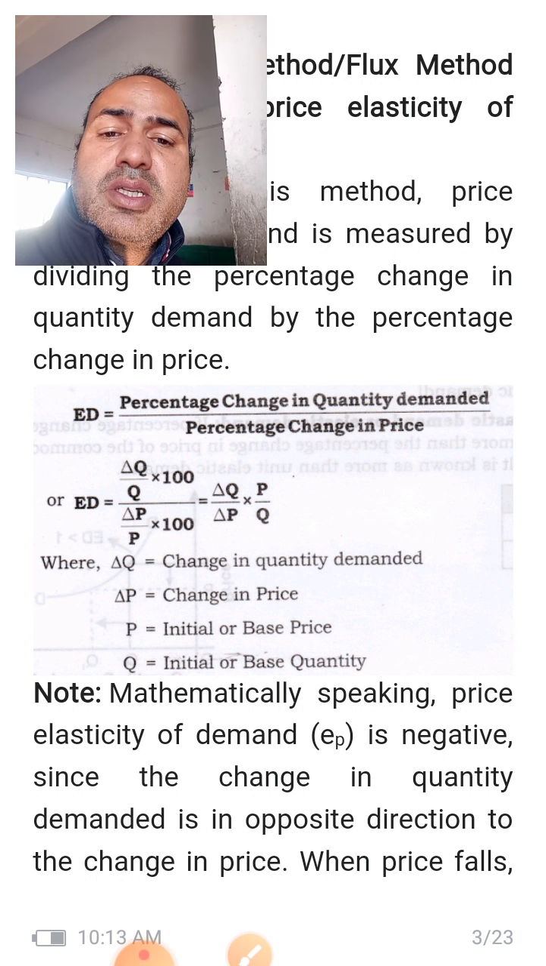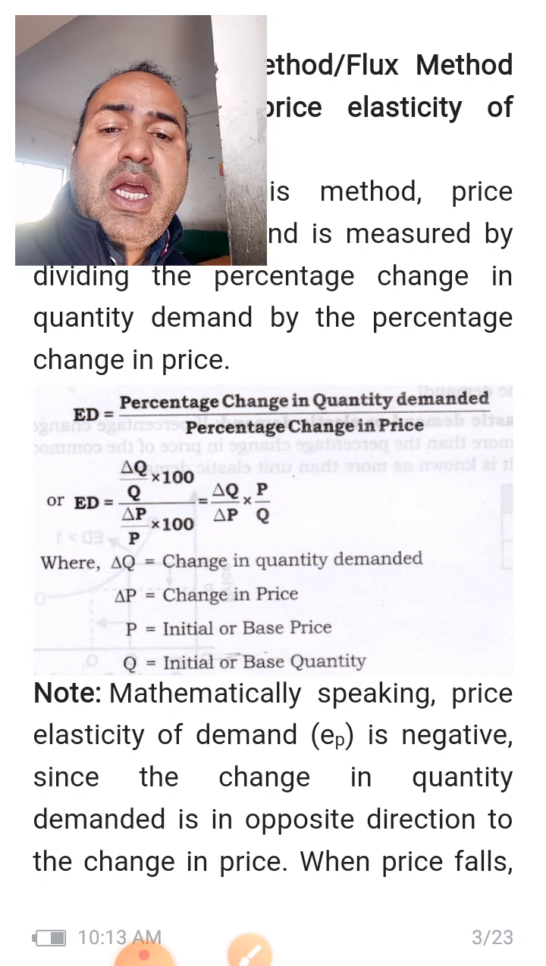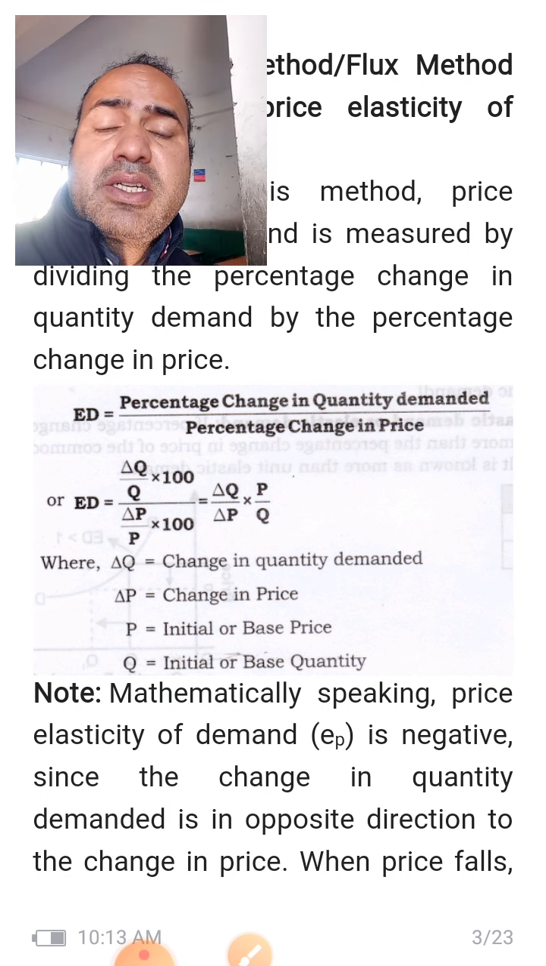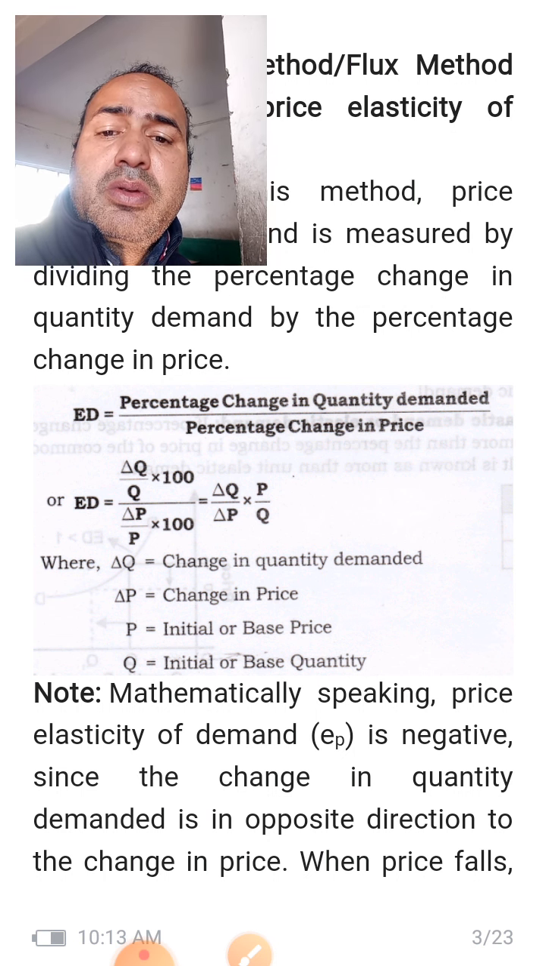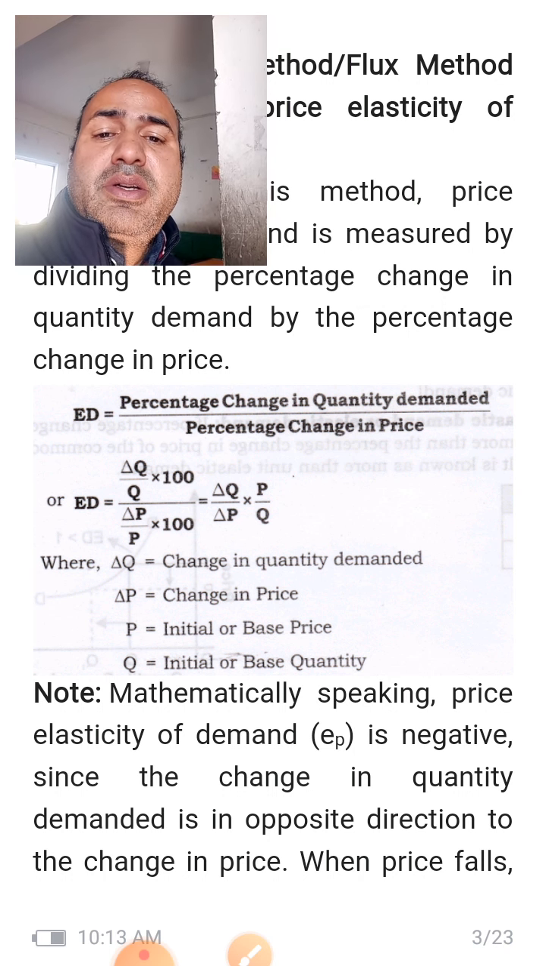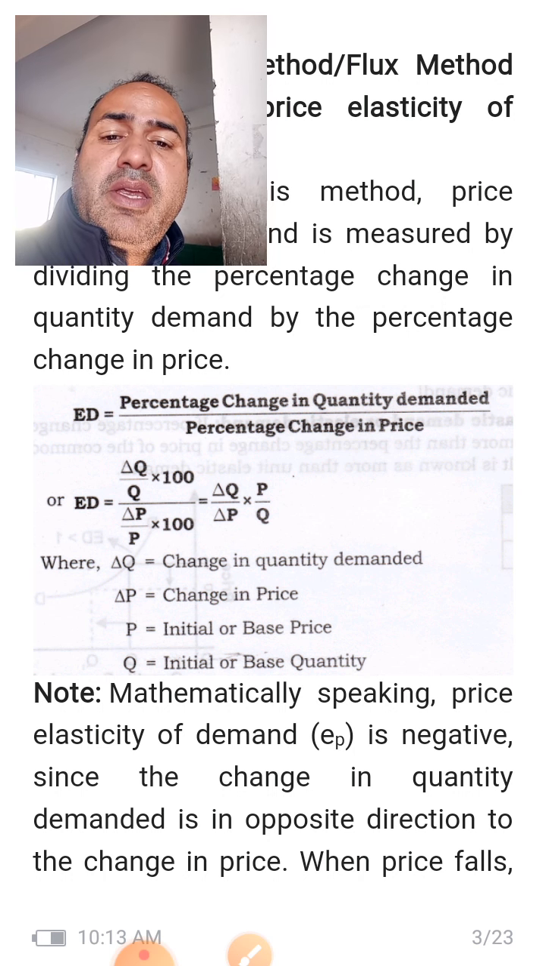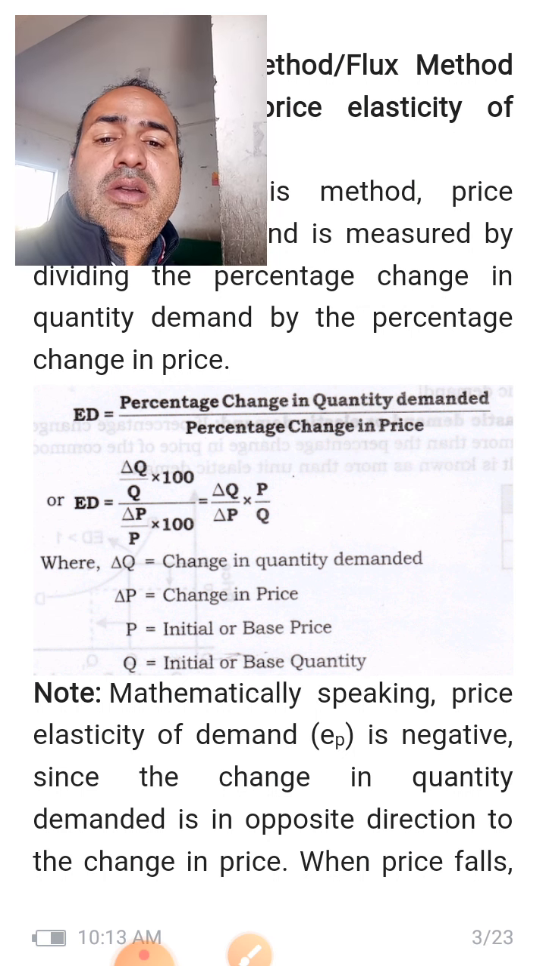Here delta Q is the change in quantity demanded of the goods, and Q is the initial quantity demanded, upon delta P. Delta P means the change in price, upon P, where P means the initial price or base price, into 100. Then ED equals delta Q upon delta P into P upon Q.